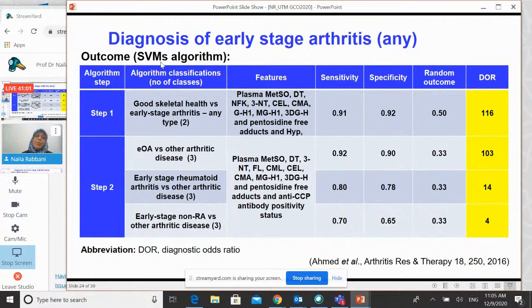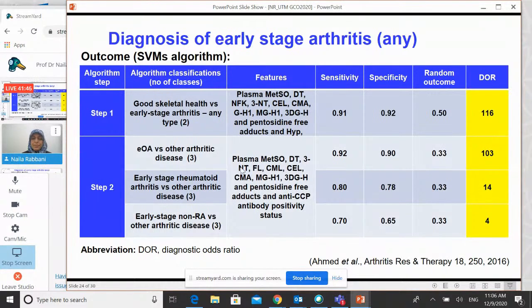Using this outcome, again, we found that the SVM1 algorithm was the best algorithm and gave us the best diagnostic odds ratio. For step one, we got 91% sensitivity, 92% specificity, and the DOR was 116. The features used here were the free adducts, plasma methionine sulfoxide, dityrosine, NFK and formylkynurenine, 3-nitrotyrosine, CEL, CMA, hydroimidazolone, and pentosidine, and also hydroxyproline. Those were the features used in our diagnostic algorithm.